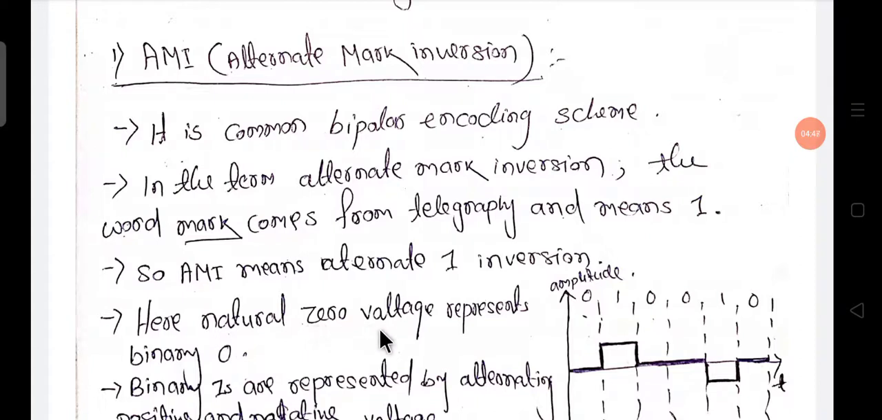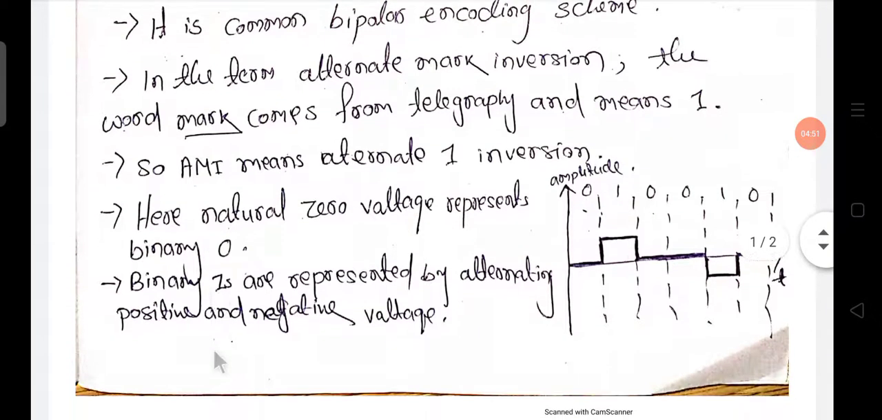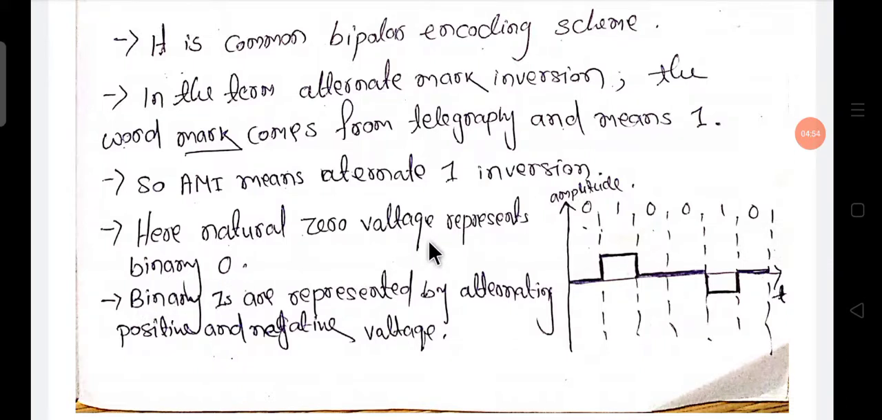Hence the neutral zero voltage represents binary zero, and binary 1 is represented by alternately positive and negative voltage. That means binary 0 is encoded as zero voltage in the signal waveform, and binary 1 is encoded alternately as first positive, then negative, then positive, then negative, likewise.